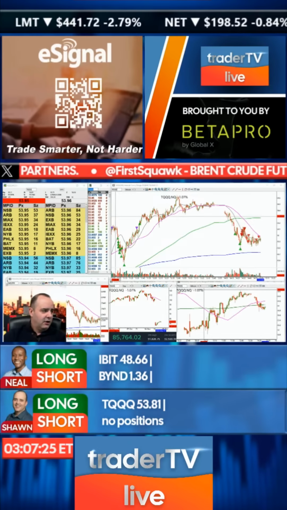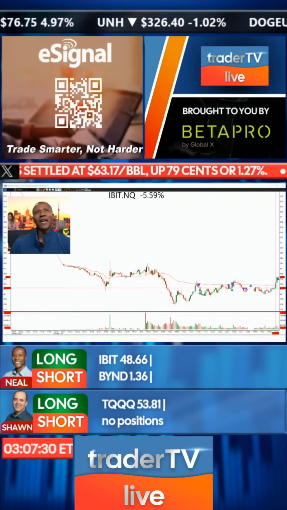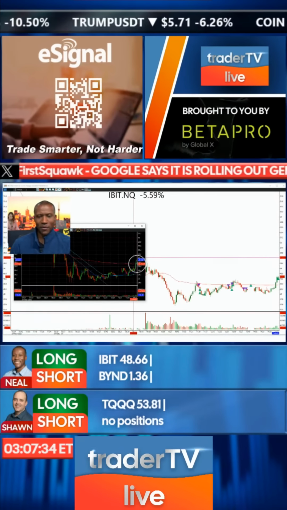By the way, volume's picking up on Bitcoin. Before we go to Adara, volume picking up here in IBIT. I actually noticed it first when looking at BMNR because I had that up. And I was like, oh, BMNR at VWAP.